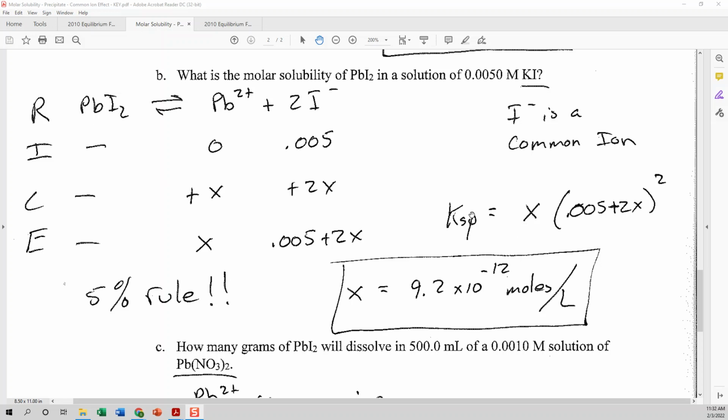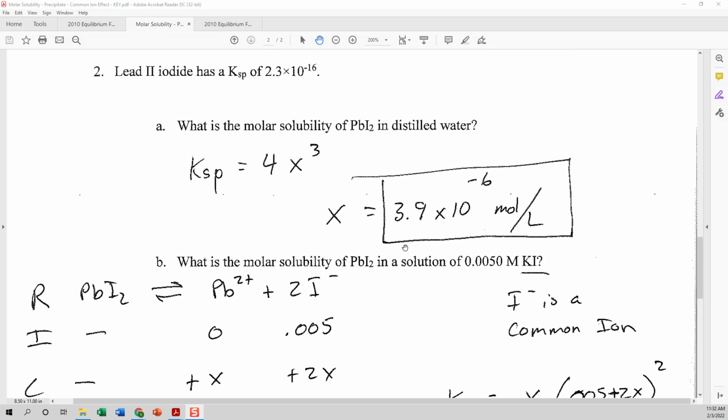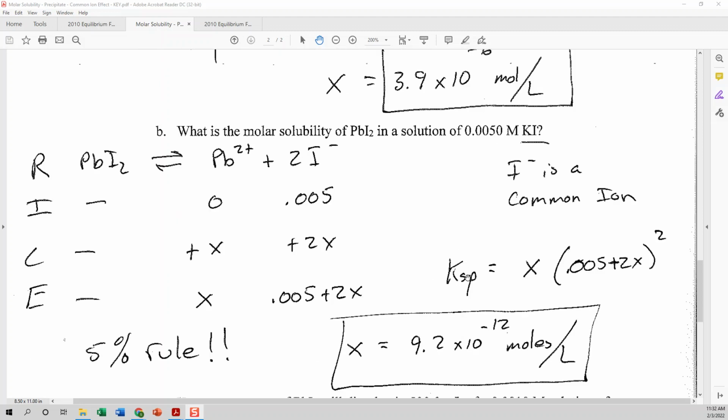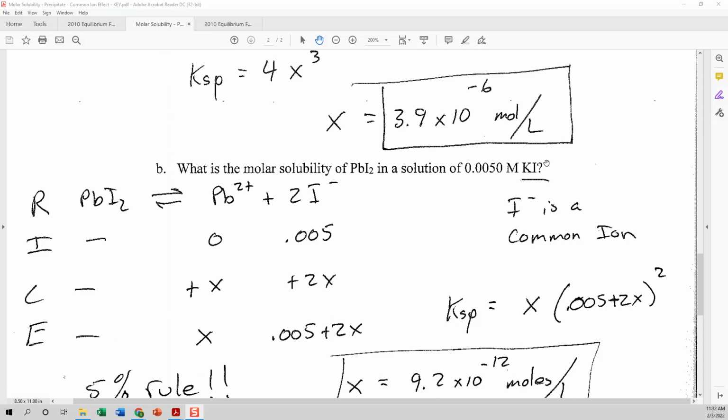But to solve for X, we're gonna make it simple. So again, remember, the value we're plugging in here is this one, 2.3 times 10 to the negative 16. So we'll plug in 2.3 times 10 to the negative 16 here. But remember, we're gonna get rid of this 2X because we're gonna use the 5% rule. The amount that 2X is equal to is so small compared to 0.005 that we can just ignore it. So really what we're gonna say is the Ksp value equals X times 0.005 squared, and we're not gonna have the 2X value there. So when we solve for X, we get 9.2 times 10 to the negative 12 moles per liter. So that would be the molar solubility in the presence of a common ion.